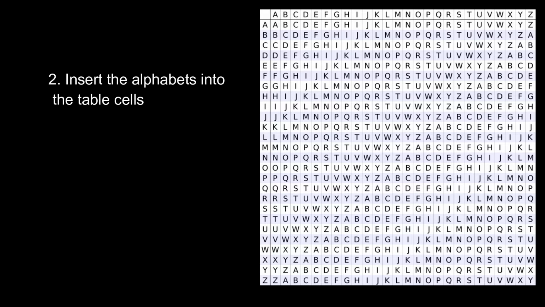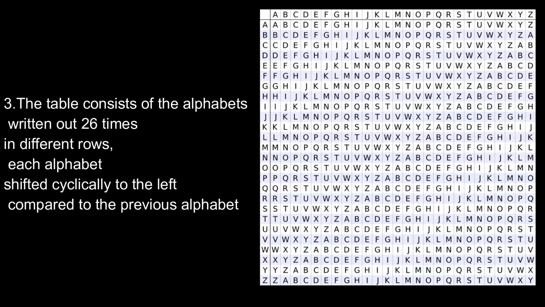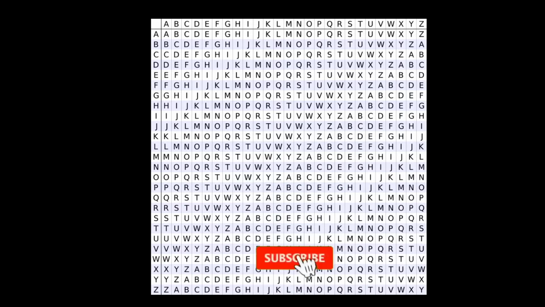After that, insert the alphabets into the table cells. The third step is that inside the table cells the alphabets are written out 26 times in different rows, and each alphabet row is shifted cyclically to the left compared to the previous one. Once you see the table you will understand. After completing the three steps, our table looks like this. Using the Vigenere cipher table we are going to encrypt the plain text and decrypt the ciphertext. So let's start the encryption.